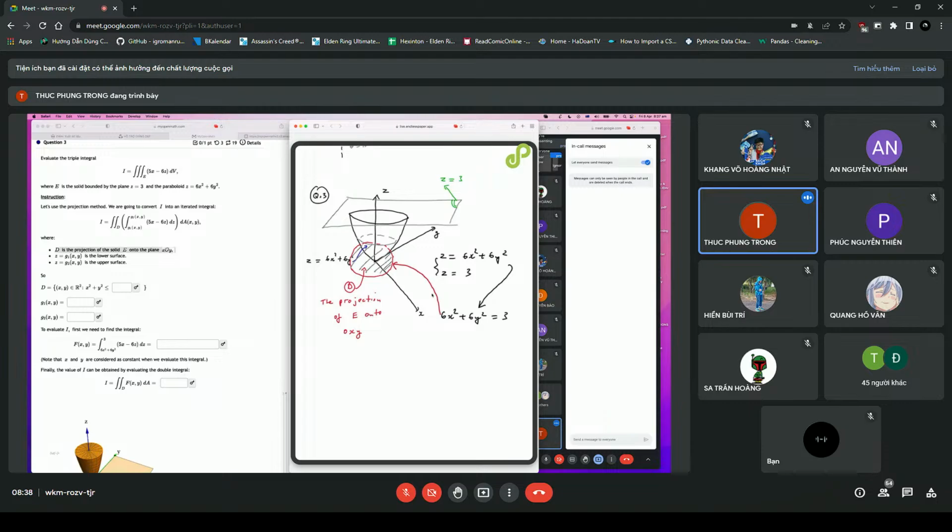Now, what do we have for the function z1 of x, y? It's from the lower surface, and we can immediately see that if we go up, we always meet the paraboloid first. So this is the lower surface, and the equation is z equals 6x squared plus 6y squared. So 6x squared plus 6y squared is the function z1 of x, y. So write it here.